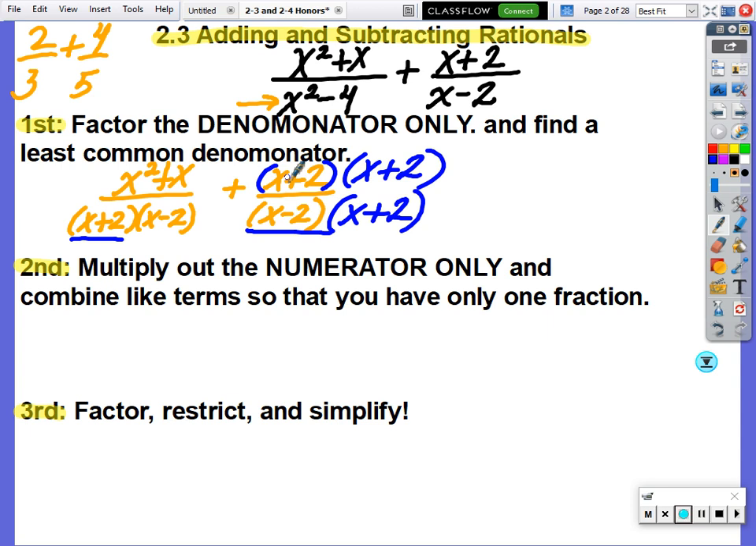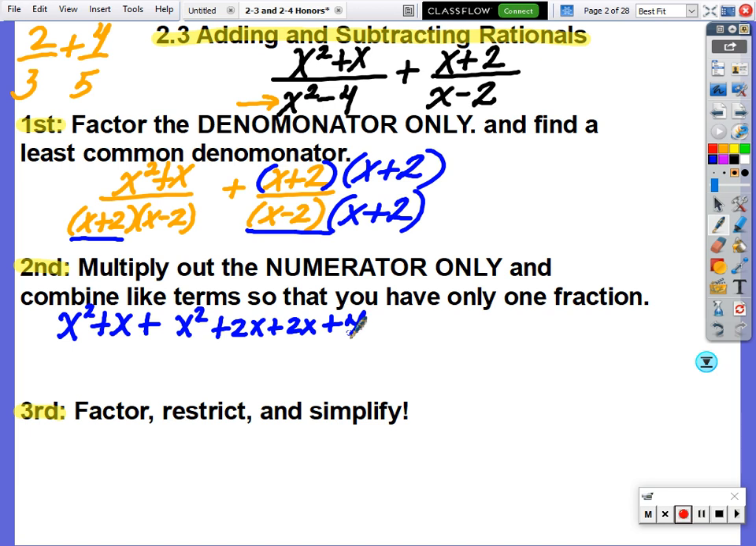So let's do that. Now look, x squared plus x was not changed. So I have an x squared plus x. Now I have a plus sign. Now I got to distribute this stuff out. So that's x squared plus 2x plus 4. So combine like terms. This is me combining the numerator.